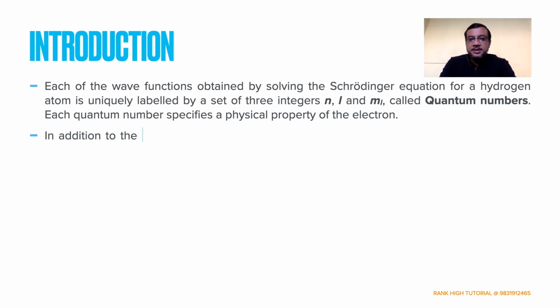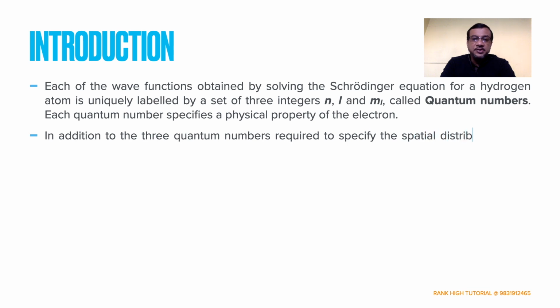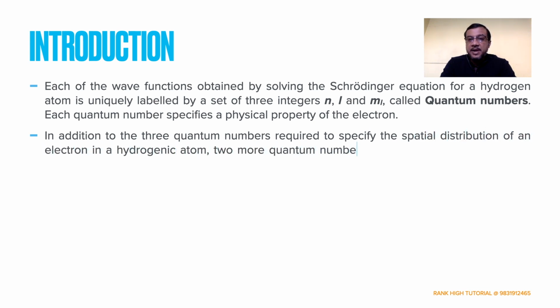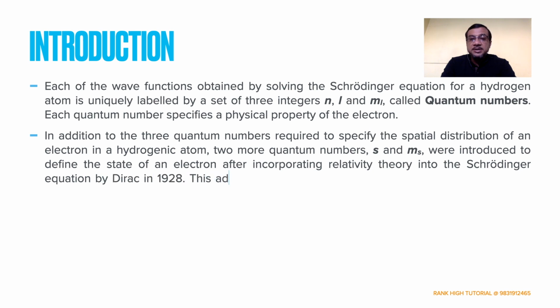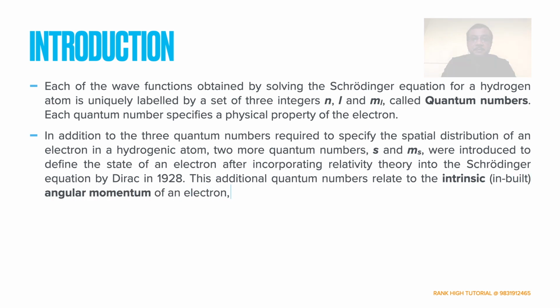In addition to the three quantum numbers required to specify the spatial distribution of an electron in a hydrogenic atom, two more quantum numbers s and ms were introduced to define the state of an electron after incorporating relativity theory into the Schrödinger equation by Dirac in 1928. These additional quantum numbers relate to the intrinsic or inbuilt angular momentum of an electron, its spin.